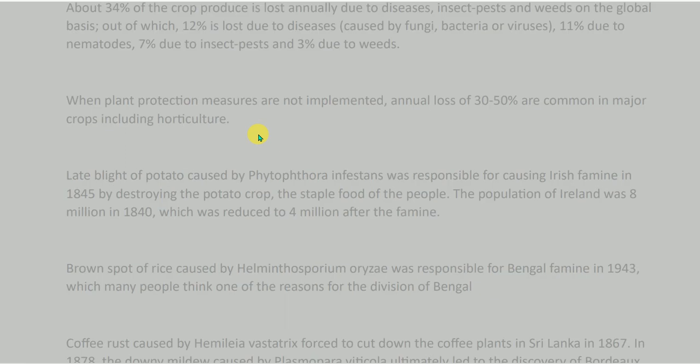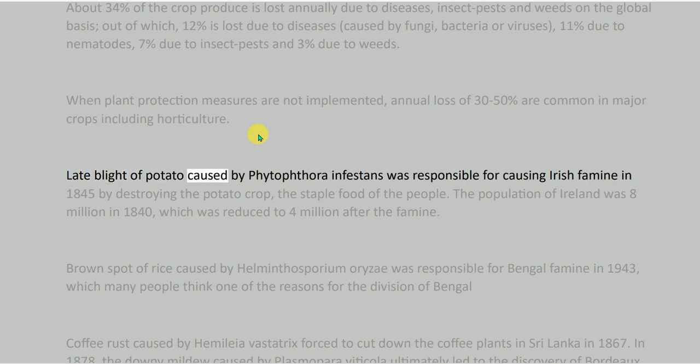About 34% of the crop produce is lost annually due to diseases, insect pests and weeds on the global basis, out of which 12% is lost due to diseases caused by fungi, bacteria or viruses, 11% due to nematodes, 7% due to insect pests and 3% due to weeds. When plant protection measures are not implemented, annual losses of 30 to 50% are common in major crops including horticulture.